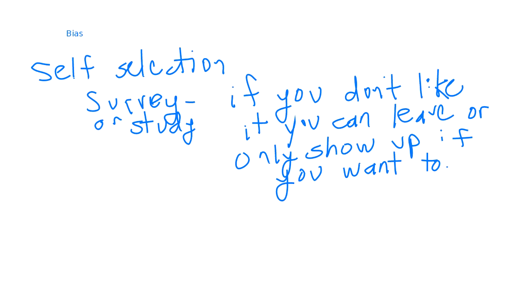Undercoverage happens mainly with convenience samples. So if you do a telephone survey, it depends if you have a telephone at your house, because a lot of people don't anymore. So that would be more of a convenience sample. The person doing the survey is just picking people that are convenient, like people that have telephones at home, and that would be an undercoverage because you're not reaching everybody.